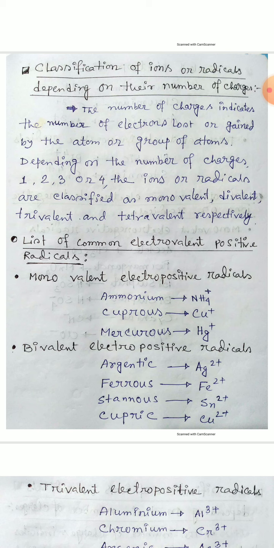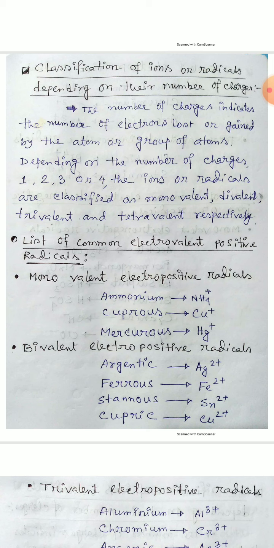Depending on the number of charges, if the number of charge is plus 1, then the radical is called monovalent radical. If the number of charge is 2, then the radical is known as bivalent radical. If 3, trivalent. If the number of charge is 4, tetravalent radical.